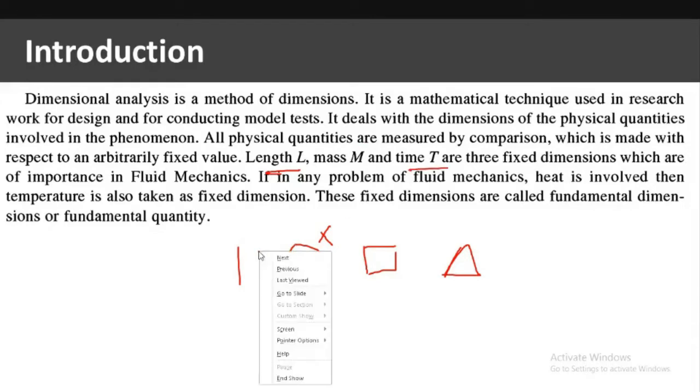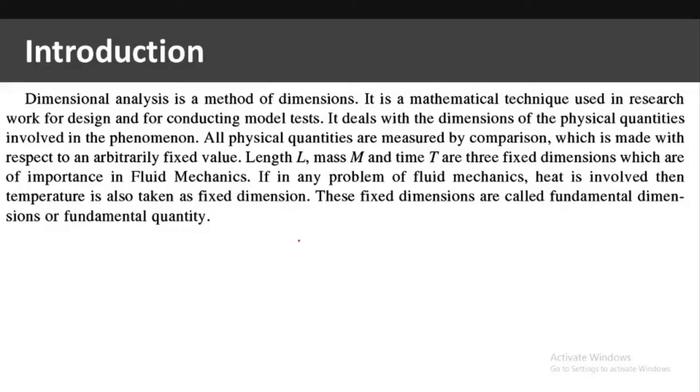There are some quantities which do not depend on any other quantity for their existence. Such types of quantities are called primary or fundamental quantities. Basically, there are four fundamental quantities: mass, dimension or length, then time, and temperature.